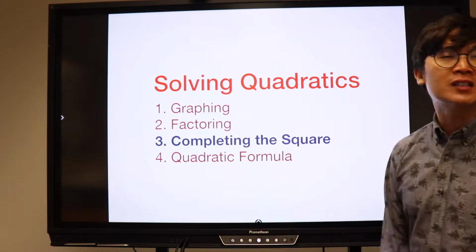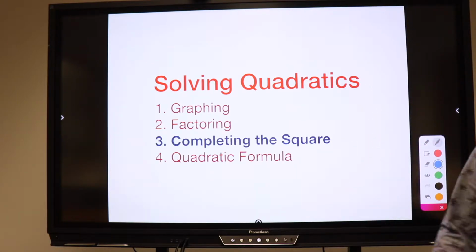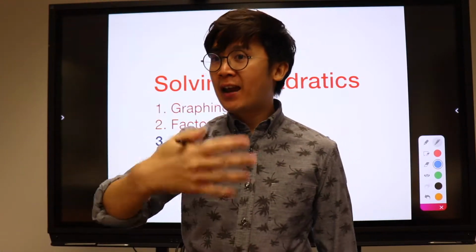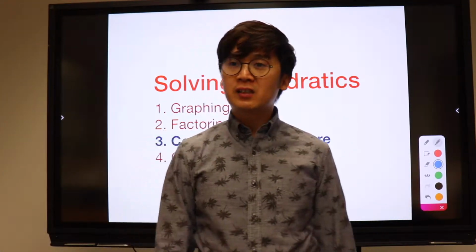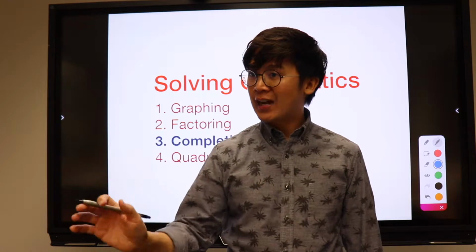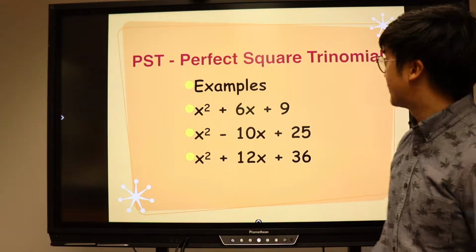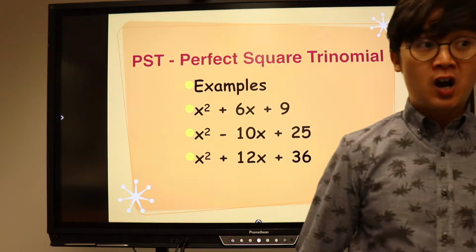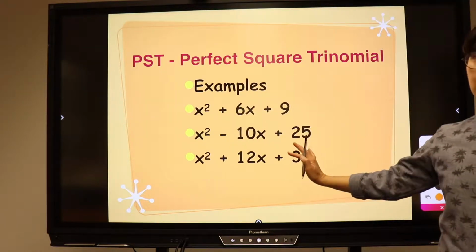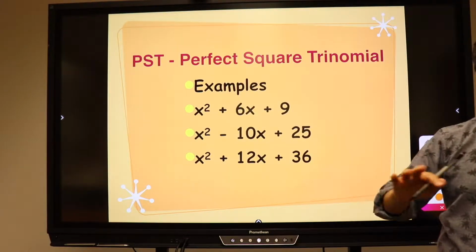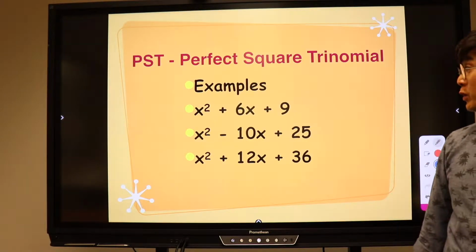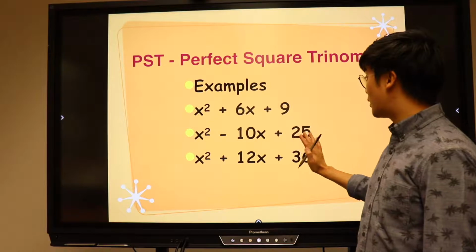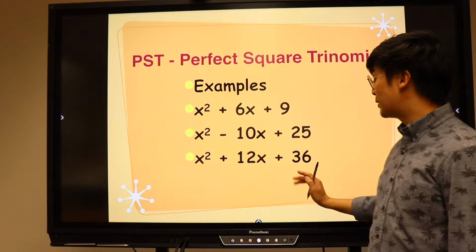Okay, so how do you complete the square? This is really simple. You just need to know your square roots and your multiplication table, and you'll be able to answer this easily, because not all quadratic equations are factorable. So let's use this. First, you need to know what perfect square trinomials are. These are some examples of quadratic equations that are considered to be perfect square trinomials: x squared plus 6x plus 9, x squared minus 10x plus 25, x squared plus 12x plus 36.